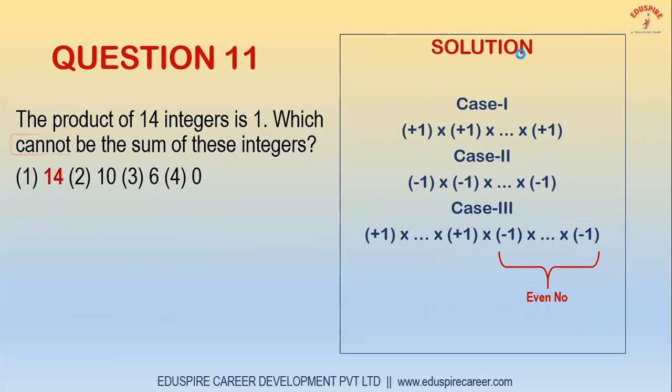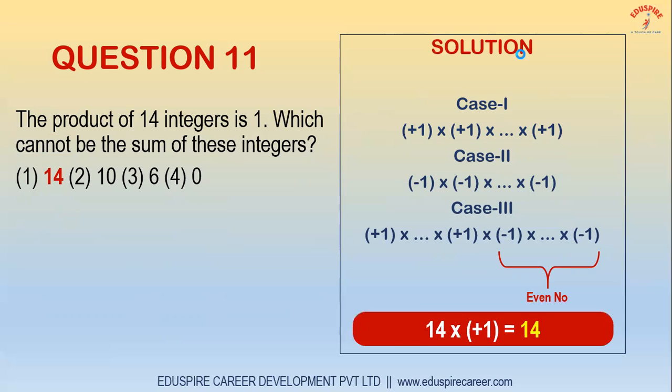You see, if I take the first option, definitely 14 is a possibility. If I have 14 plus 1s, this will give me 14.